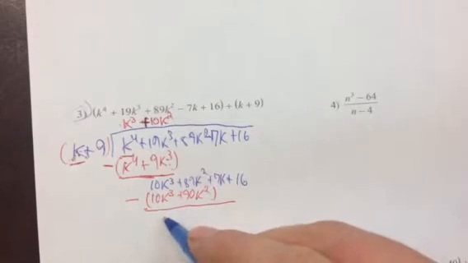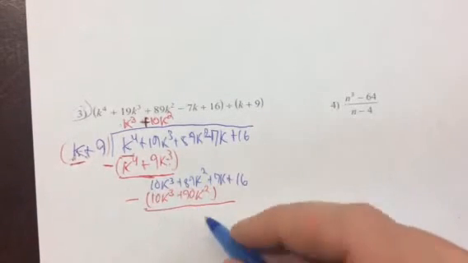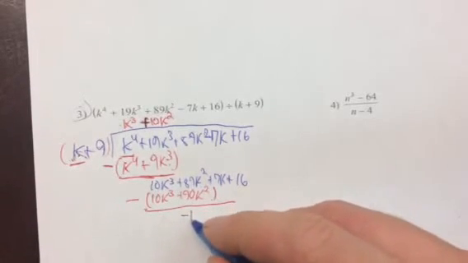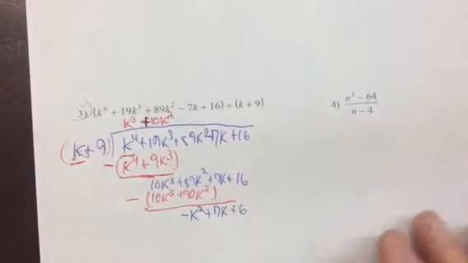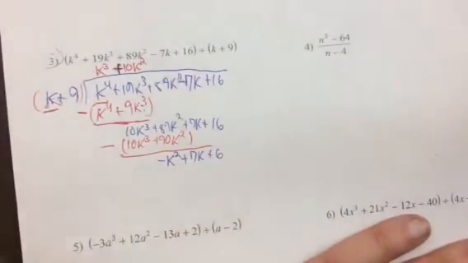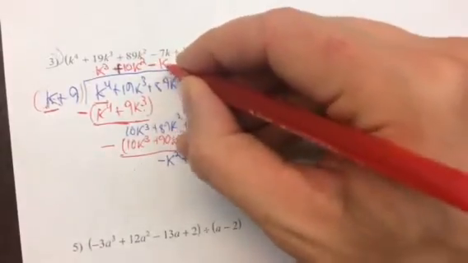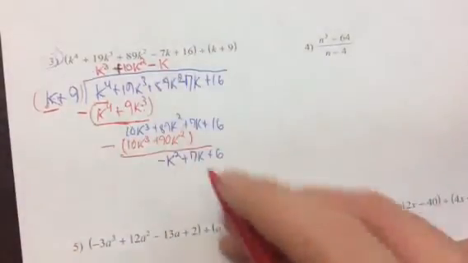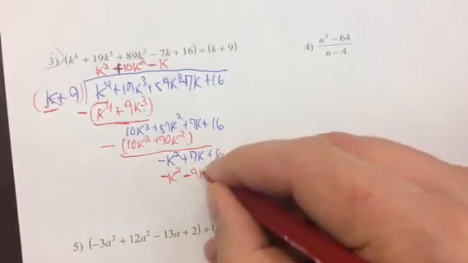10k cubed minus 10k cubed is always 0. 89k squared minus 90k squared is negative k squared. Bring down the rest. K goes into negative k squared negative k times. Negative k times k is negative k squared. When we multiply that, we get negative k squared minus 9k.